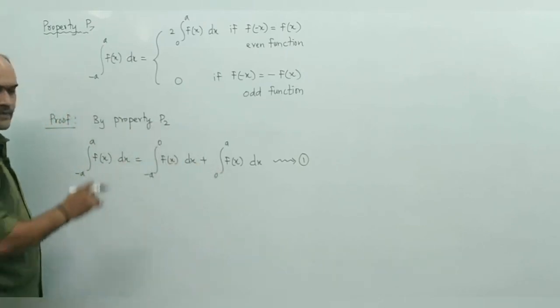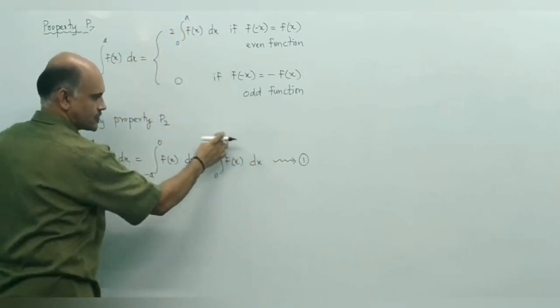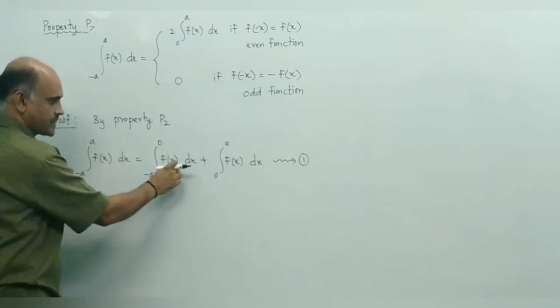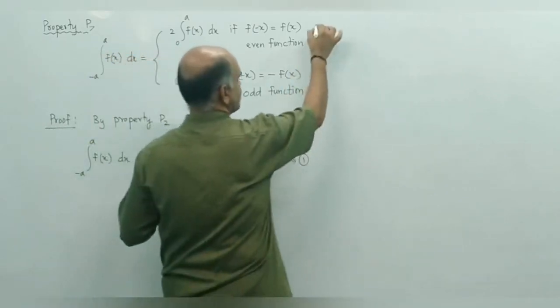Now in the answer, if you see, 2 times integral 0 to a of f of x is there. So this you keep as it is. Now we will be solving only this. So now you are required to solve this one. So I will take this integral.